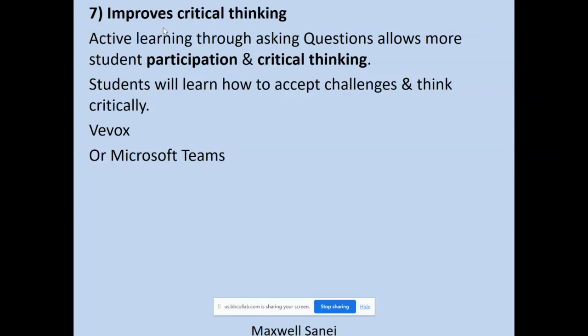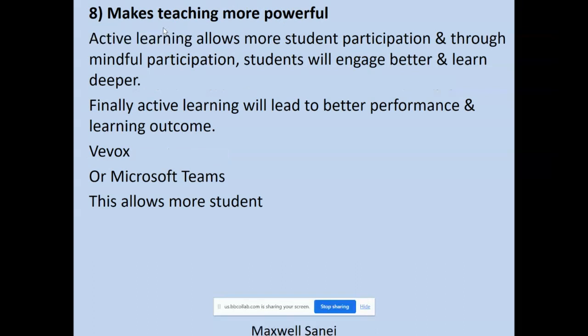Active learning through asking questions allows more student participation and critical thinking. Students will learn how to accept challenges and think critically. It makes teaching more powerful, and yes, it helps me as a teacher. Active learning allows more student participation, and through mindful participation, because the students already studied and prepared.